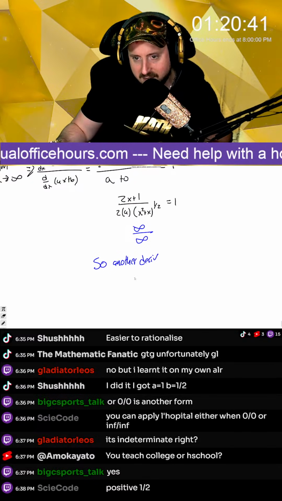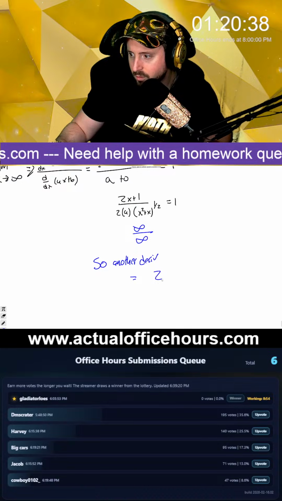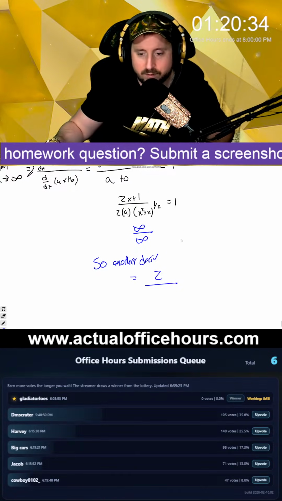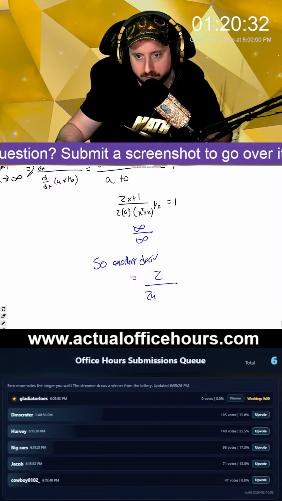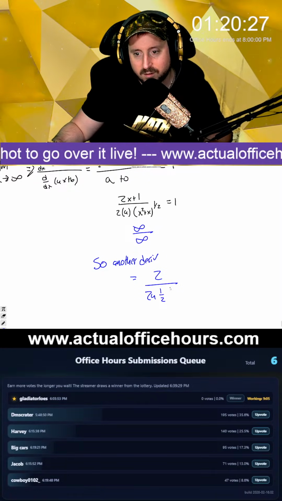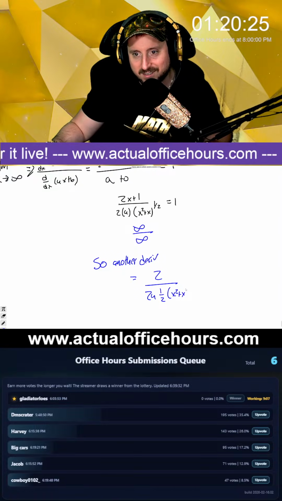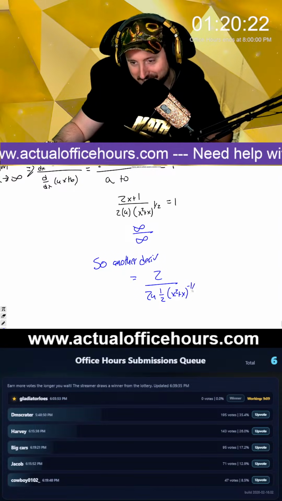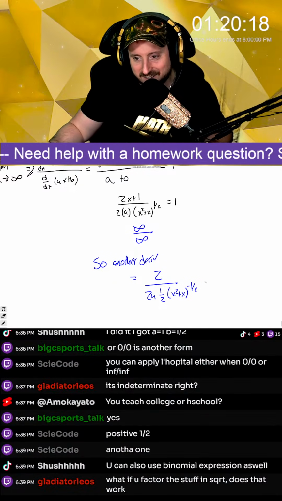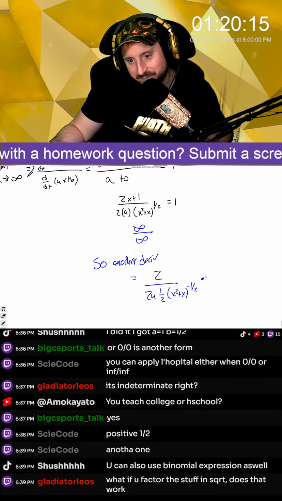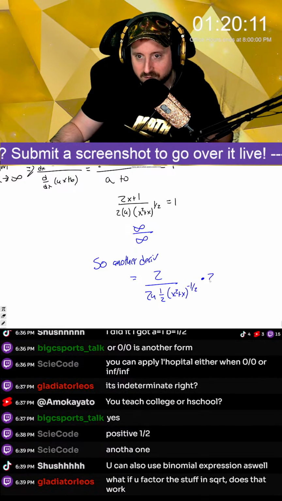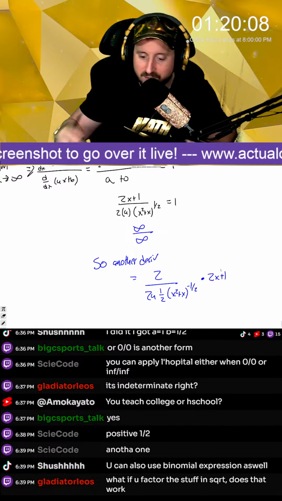What does that get us? That gets us 2. Another one. Yeah, derivative of this is just 2. Derivative of this, so 2a is a multiplicative constant. It stays out front. And then you have 1/2 x squared plus x to the minus 1/2 on the bottom. So it's going to go back up top. And then this is also times 2x plus 1.